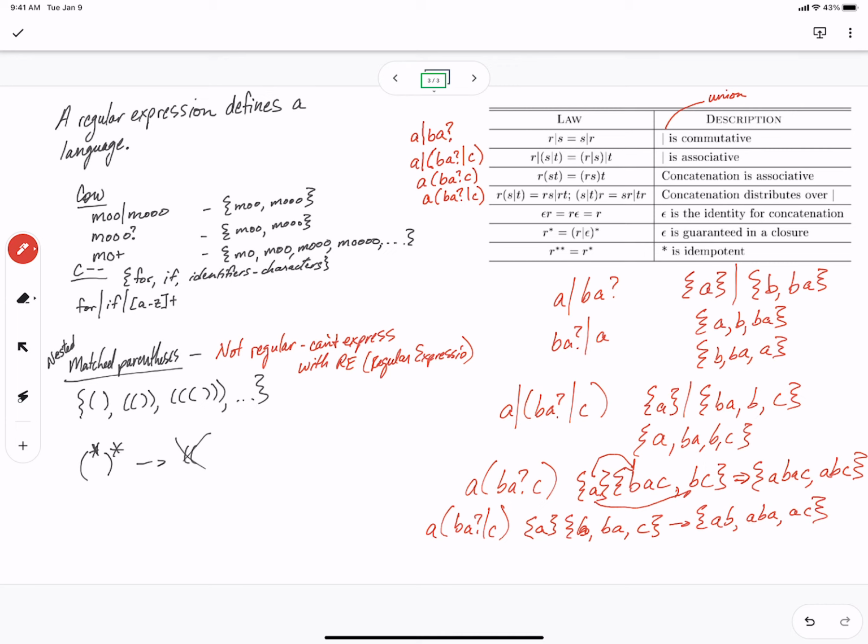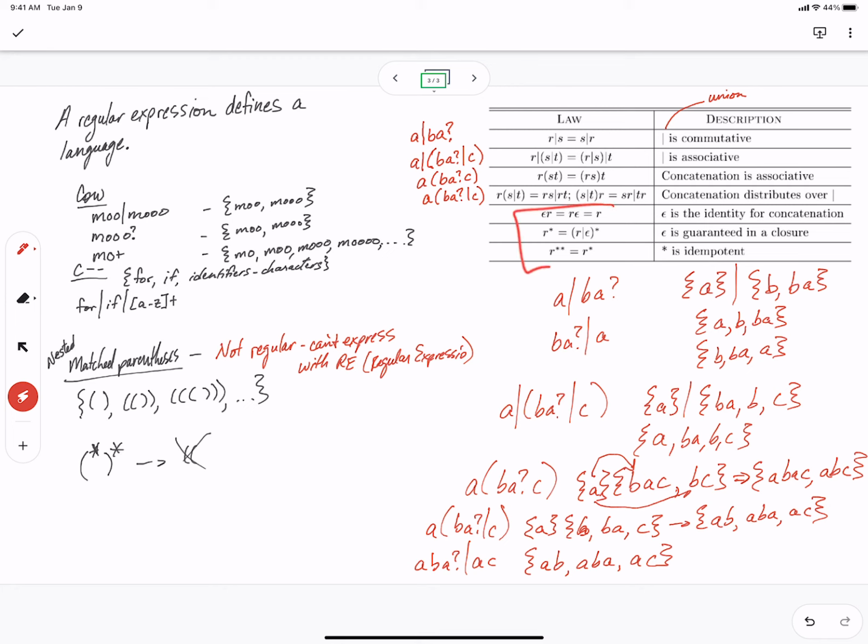Okay, so now can we distribute that to be A concatenated with BA question mark or A concatenated with C? So let's see if we get the same thing. We have A concatenated with B and 0 A's, A concatenated with B and 1 A, and A concatenated with C, unioned together. And is that the same thing as we got here? And the answer is yes. So we've shown an example of concatenation distributing over the union operator.